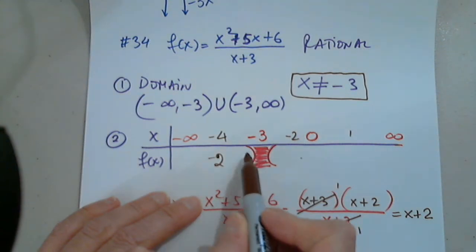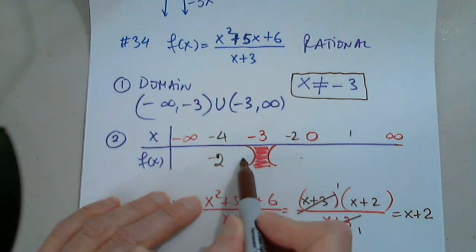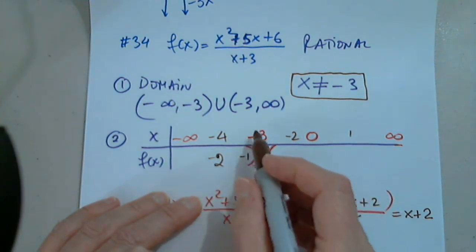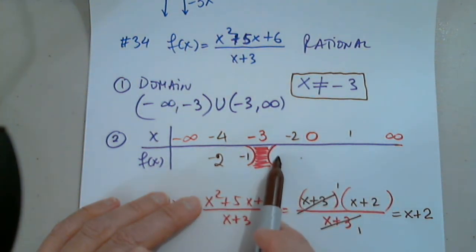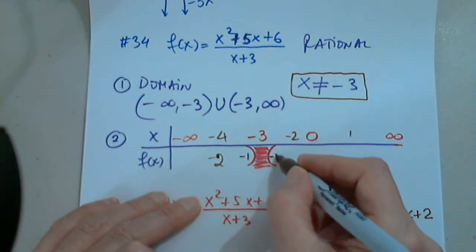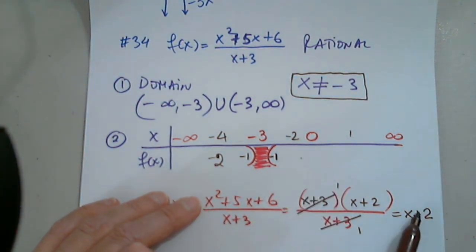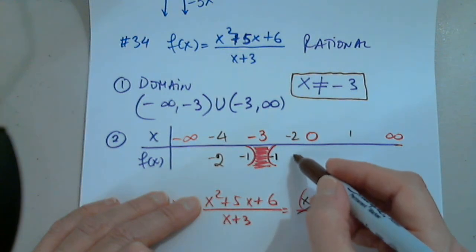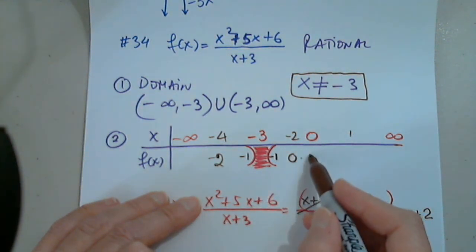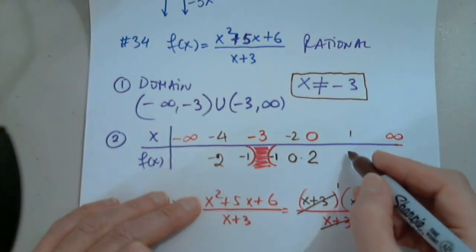Right here inside the parenthesis. -1. Excellent. On the other side, you can say, just copy -1, it is the same function. Yes, I will copy -1. With -2, what do we get? 0. Excellent. With 0, what do we get? 2. Good. And with 1, we get 3.